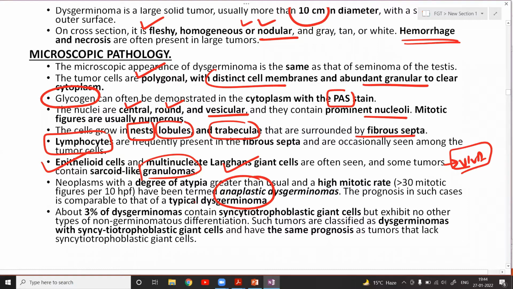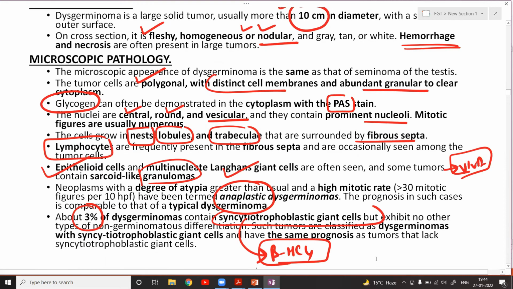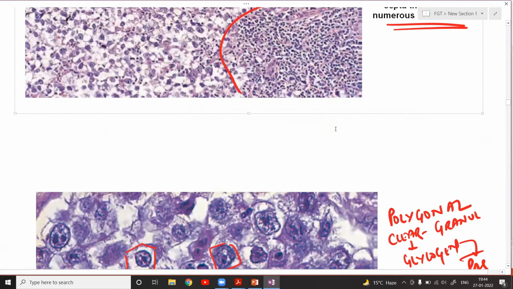Now, as I told you, syncytial trophoblastic giant cells might be present in any other kind of germ cell tumor. So around 3% of dysgerminomas can contain some syncytial trophoblastic cells, and if present, they are going to secrete beta HCG. Okay, that is the only thing. But remember, it doesn't have any implication on the prognosis of dysgerminoma. Okay, so I hope dysgerminoma is clear to everyone. Let me just discuss one more important point over here.